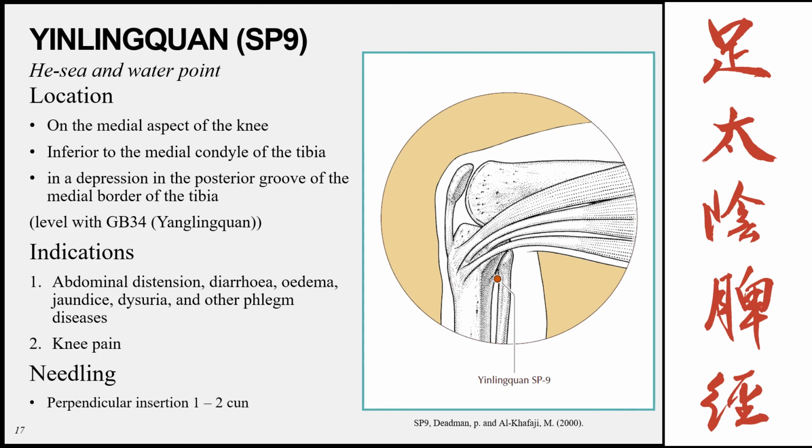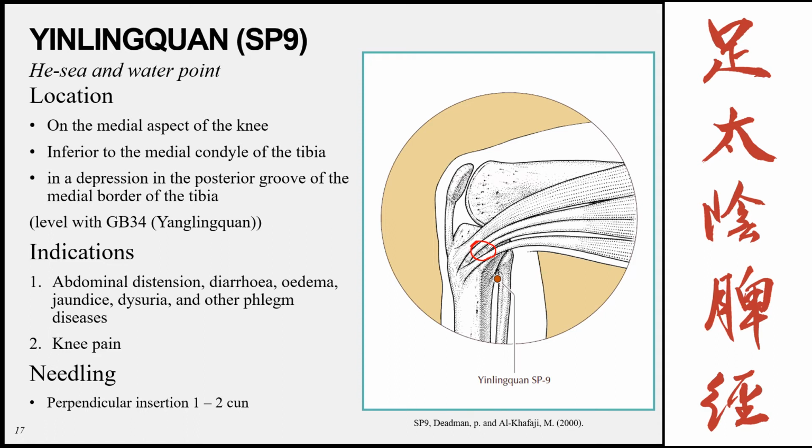The next point is Yinling Quan, spleen 9. This is the He-sea and water point of the meridian. It's located on the medial aspect of the knee, inferior to the medial condyle of the tibia, in a depression in the posterior groove of the medial border of the tibia, level with GB34, which is known as Yanglingquan. So we're on the medial aspect of the knee, inferior to the medial condyle of the tibia. Here's the medial condyle. And then it says we're in the depression on the posterior groove.